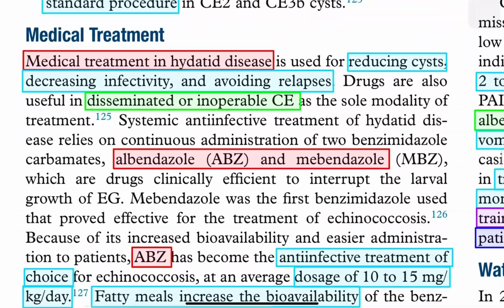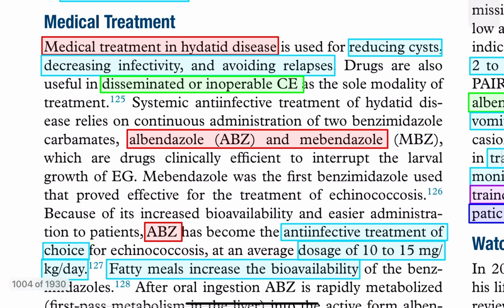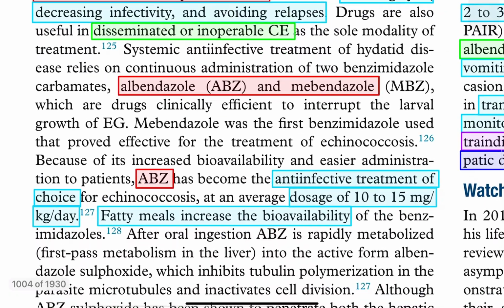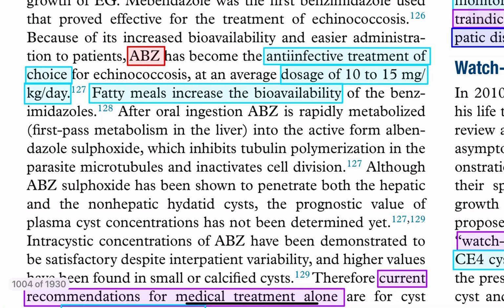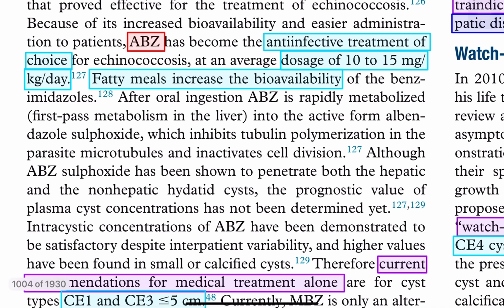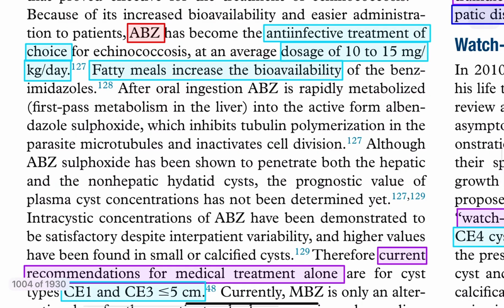Regarding medical management, how does it help? It reduces cysts, decreases infectivity and avoids relapse. So it is useful in disseminated or inoperable hydatid disease. Albendazole and mebendazole were already told. Regarding albendazole, the dose is 10 to 15 mg per kg body weight per day, and it is given along with a fatty meal to increase bioavailability.